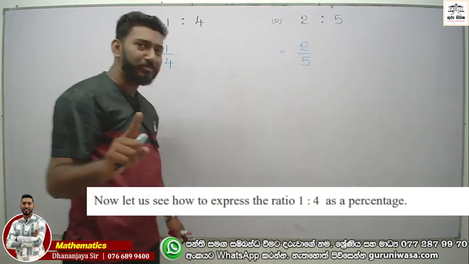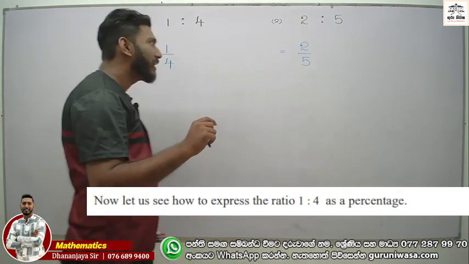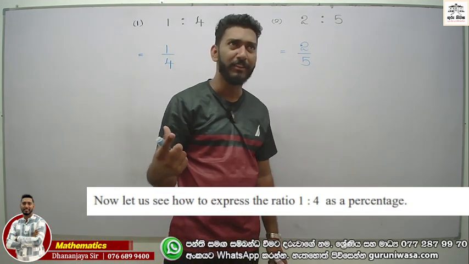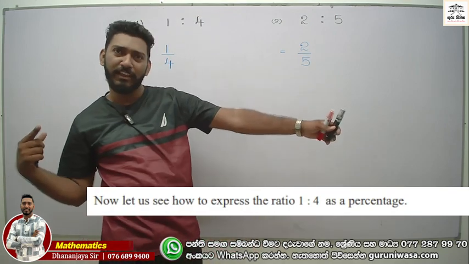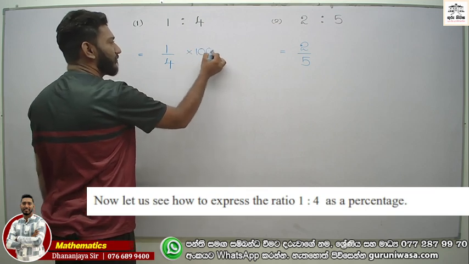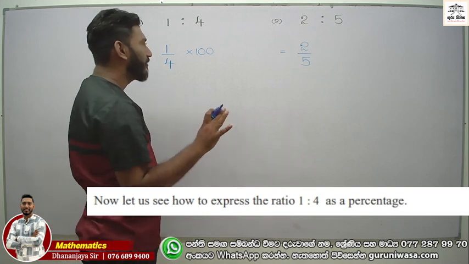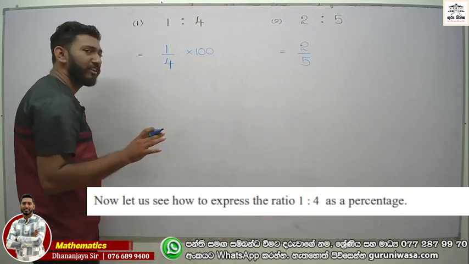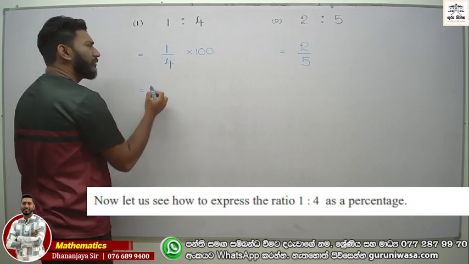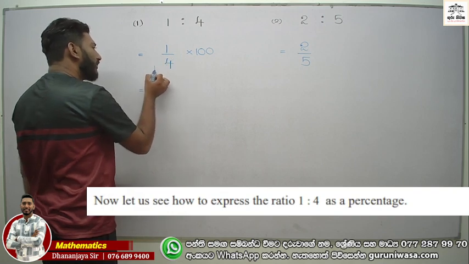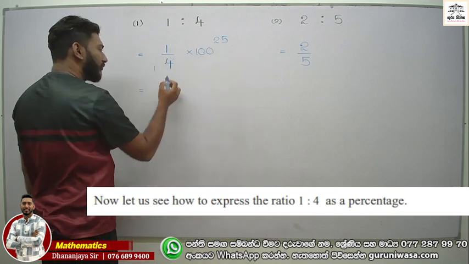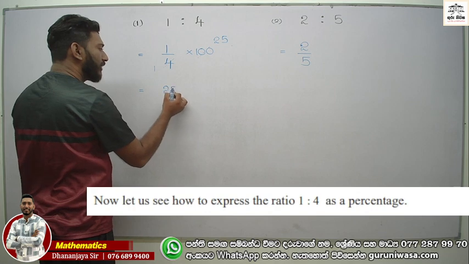And we already discussed how to change fractions into percentages. Who remembers? Fraction into percentage. What is the method? You need to multiply by 100. Any fraction, how to change as a percentage? Multiply by 100. Now you can simplify. 4 times 1 and 4 times 25. Now 25 times 1 is 25%.